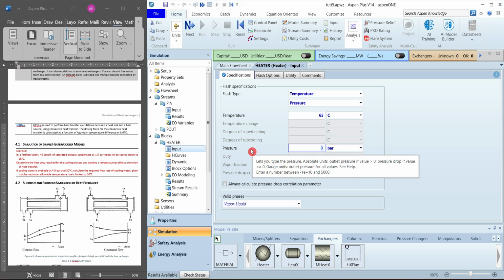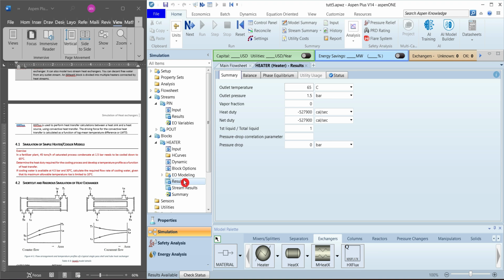So where can we view the results? Under the block, in the results tab. The results are to achieve 65 degrees Celsius temperature of the condensate. We have the duty. You can check the duty in kilowatts. So that's 2210 kilowatt. That's the heat duty, and that's the answer to the first question.